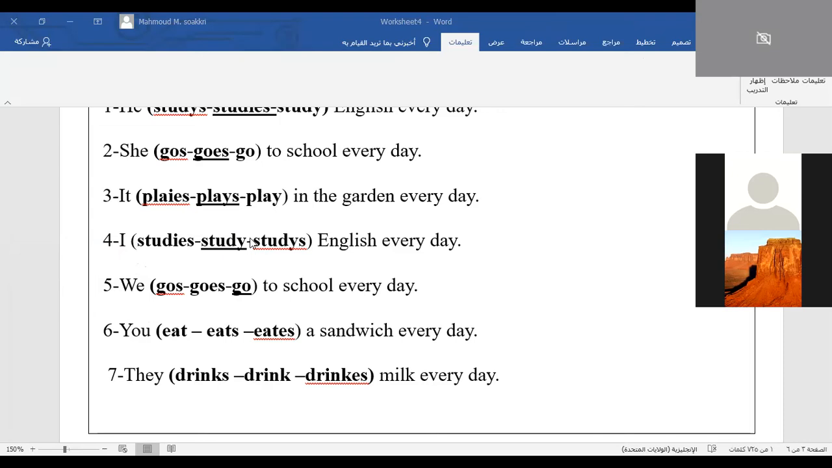Omar Mu'min, number 6, please. You eat a sandwich every day. You eat. Thank you. The same is true here. We choose eat without S because the subject is you. Thank you, Omar.